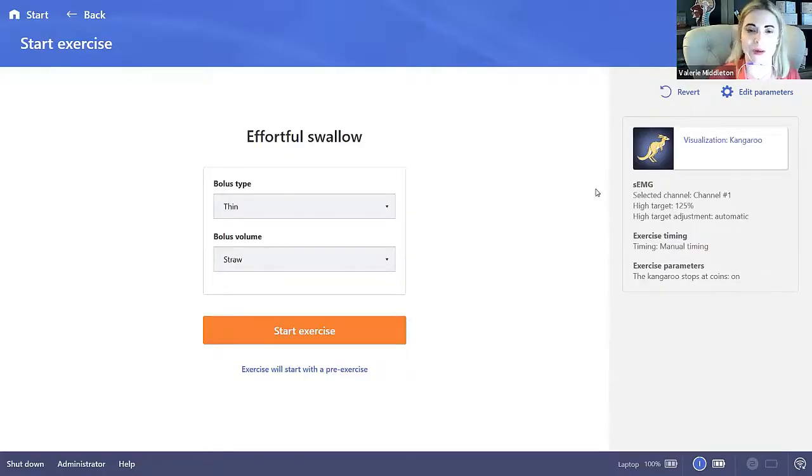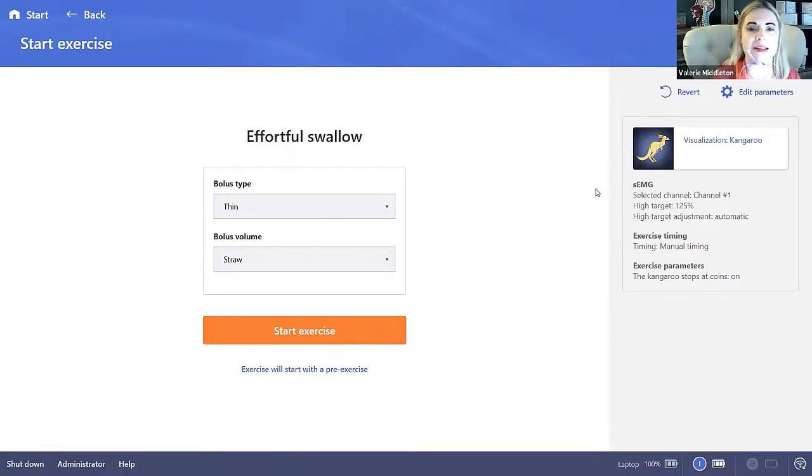Very similar to what we just saw with typical swallow, in our pre-exercise baseline, we are going to get 3 typical swallows so that the system can average out the amplitude of the peak of those swallows and then set a threshold of more effort, a target level above that average. We're going to start at 125% effort above the average of 100% where the typical swallow would be. We're going to start there, and then we're going to have the patient employ an effortful swallow.